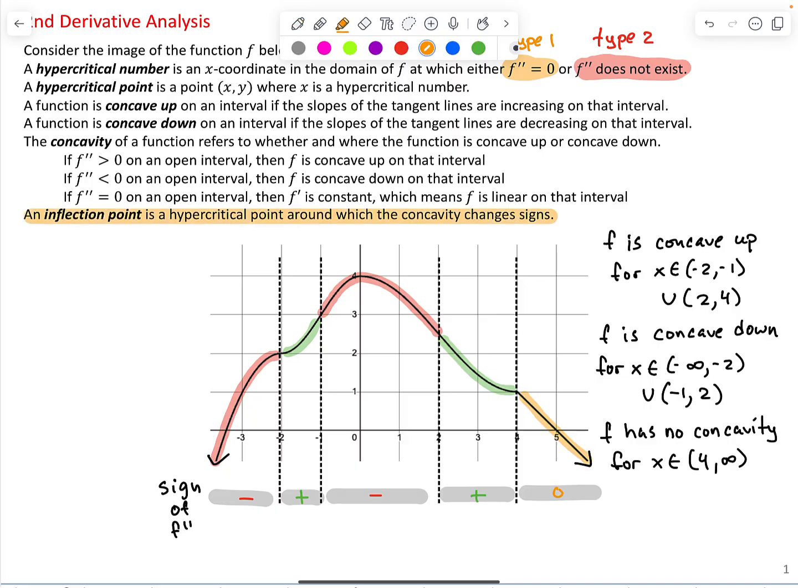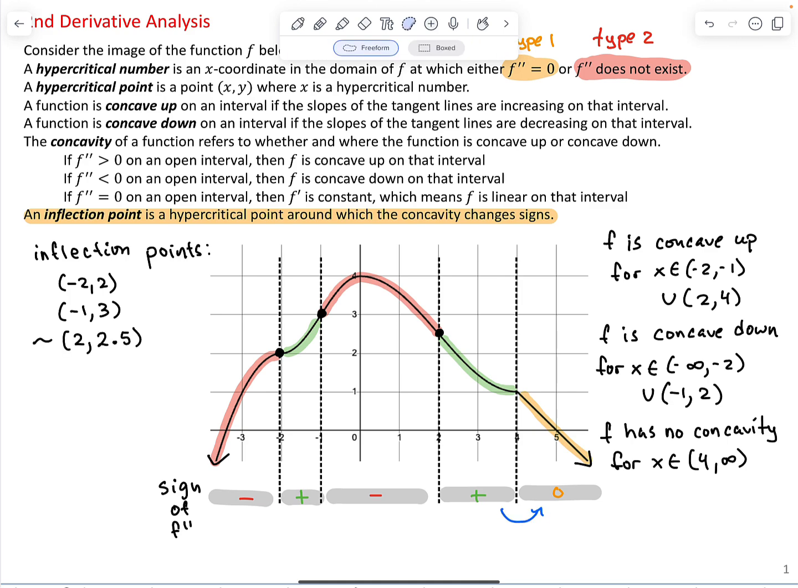Now, an inflection point is a hypercritical point around which the concavity changes signs. So, from this interval to this interval, the concavity went from concave down to concave up. We had a change in sign. So we have an inflection point, and I'll begin a list of all inflection points. One is at negative 2, 2. Then we had a change in concavity around x equals negative 1. So the point negative 1 comma 3 is another inflection point. Then a change in concavity around x equals 2. So this point, which appears to be around 2 comma 2.5, is another inflection point.